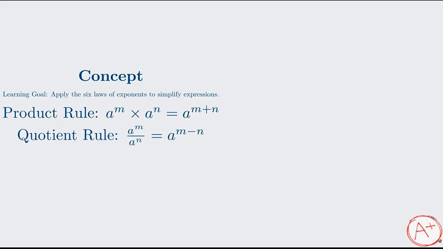The power of a power rule states that (a^m)^n equals a^(mn). If a power is raised to another power, we multiply the exponents.